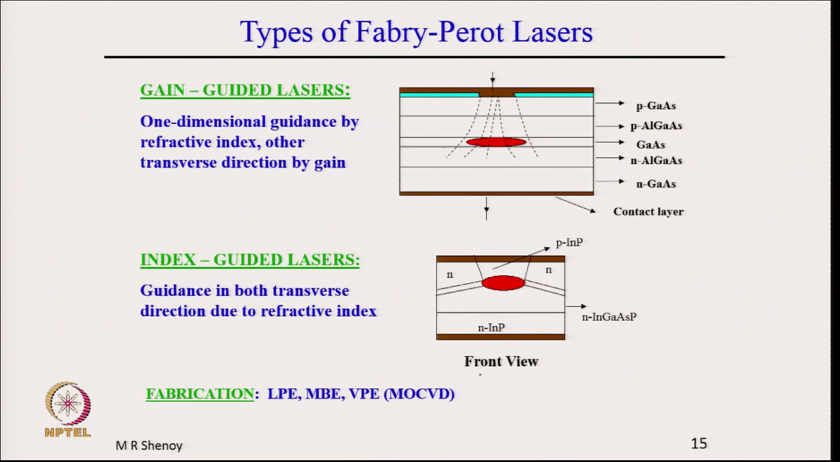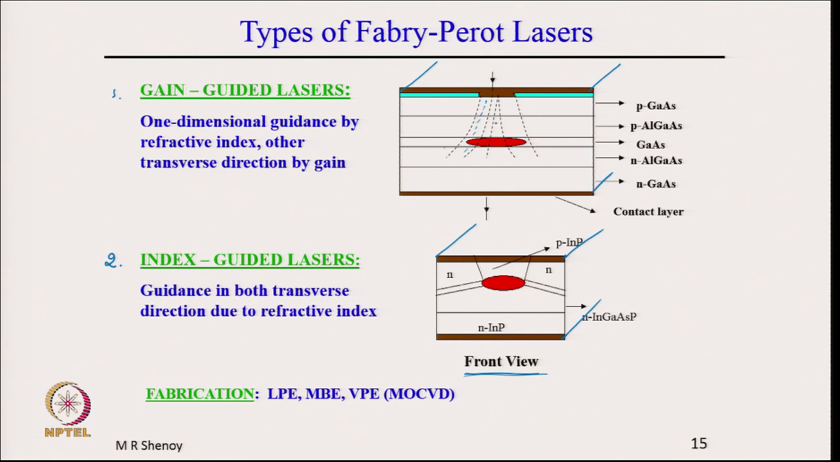So, what is shown here is the front view. Front view means actually the laser continues like this, only the cross section front end is shown, and there are two types of lasers, broad classification. One is gain guided laser and second is index guided laser. So, gain guided laser simply has layered structure and the current flows.